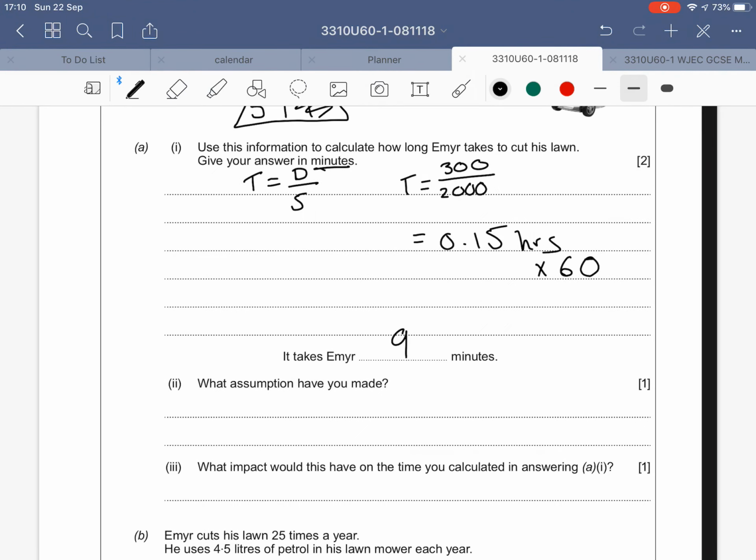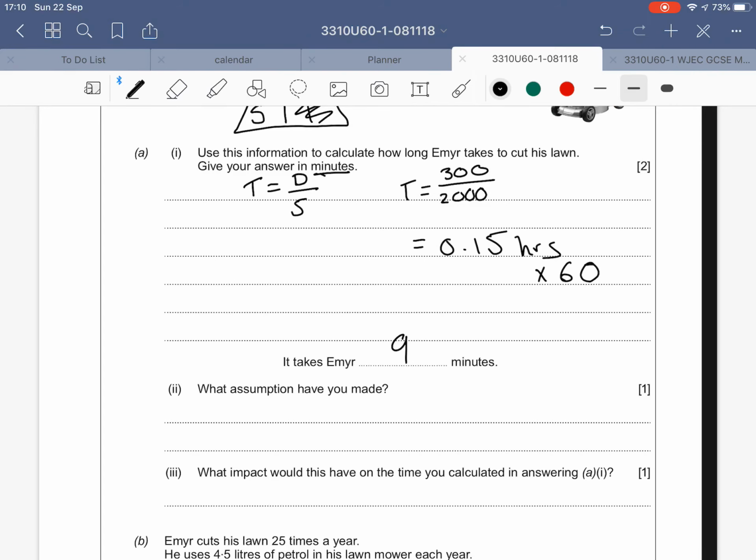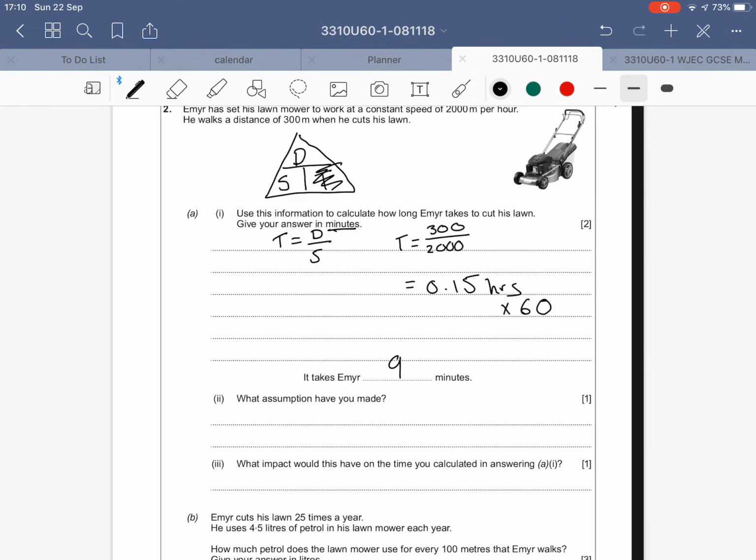0.15 times 60. What assumptions have you made while he's putting the lawn mower on? That he could stop. He could stop halfway through, because I normally do that to empty the lawnmower because the grass is way too long. We're assuming he's going in a straight line. He's not going up hills or down hills. That would obviously take longer.